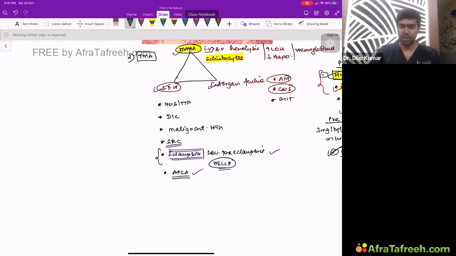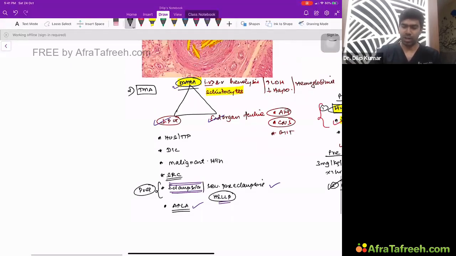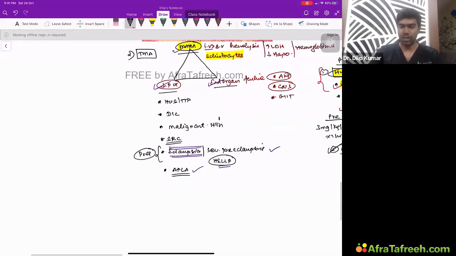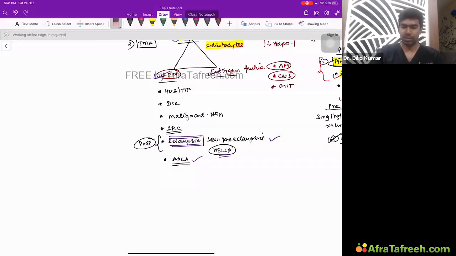So typically in exam you will have a pregnancy history. Whenever you have a pregnancy history, along with it, if you see a TMA picture, go for eclampsia, severe preeclampsia, or probably HELLP. HELLP you can easily diagnose by elevated liver enzymes.